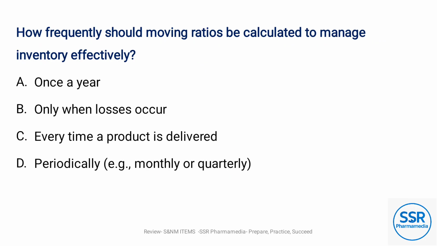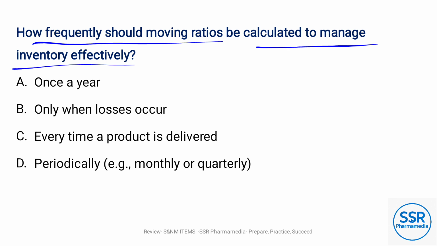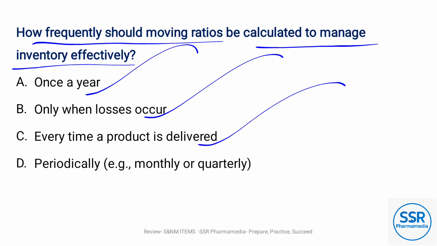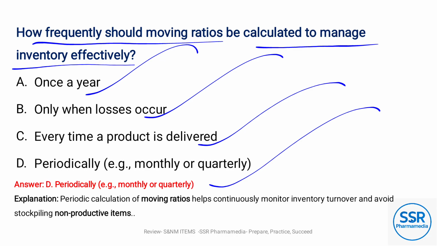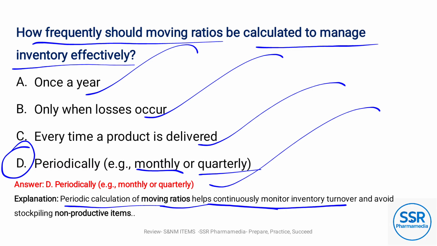Next question. How frequently should moving ratio be calculated to manage inventory effectively? Option A, once a year. Option B, only when losses occur. Option C, every time a product is delivered. Option D, periodically, monthly or quarterly. So the answer is option D. So periodically, monthly or quarterly. Periodic calculation of moving ratio helps continuously monitor inventory turnover and avoid stocking non-productive items.